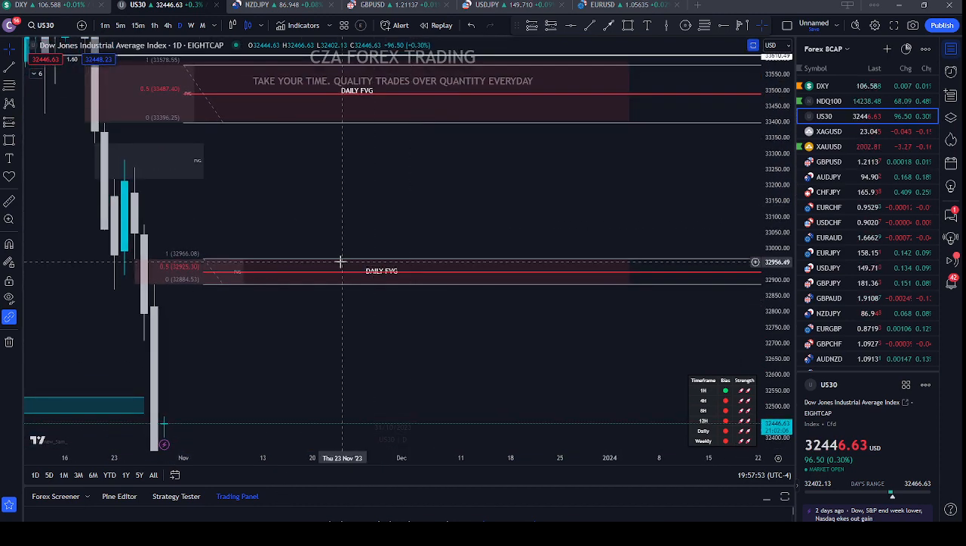And then this fair value gap over here, you're looking at 32966.08, 32925.30, and then the bottom of it is 32884.53.